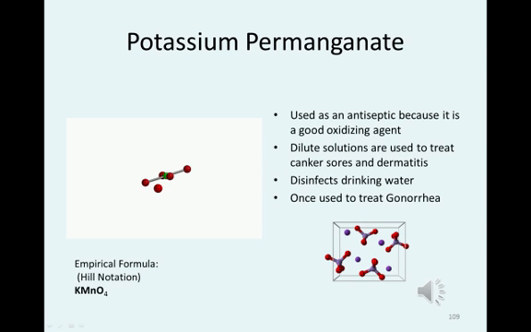Potassium permanganate. Potassium permanganate is used as an antiseptic because it is a good oxidizing agent. Dilute solutions are used to treat canker sores and dermatitis. It's used to disinfect drinking water, and it used to be used to treat gonorrhea.